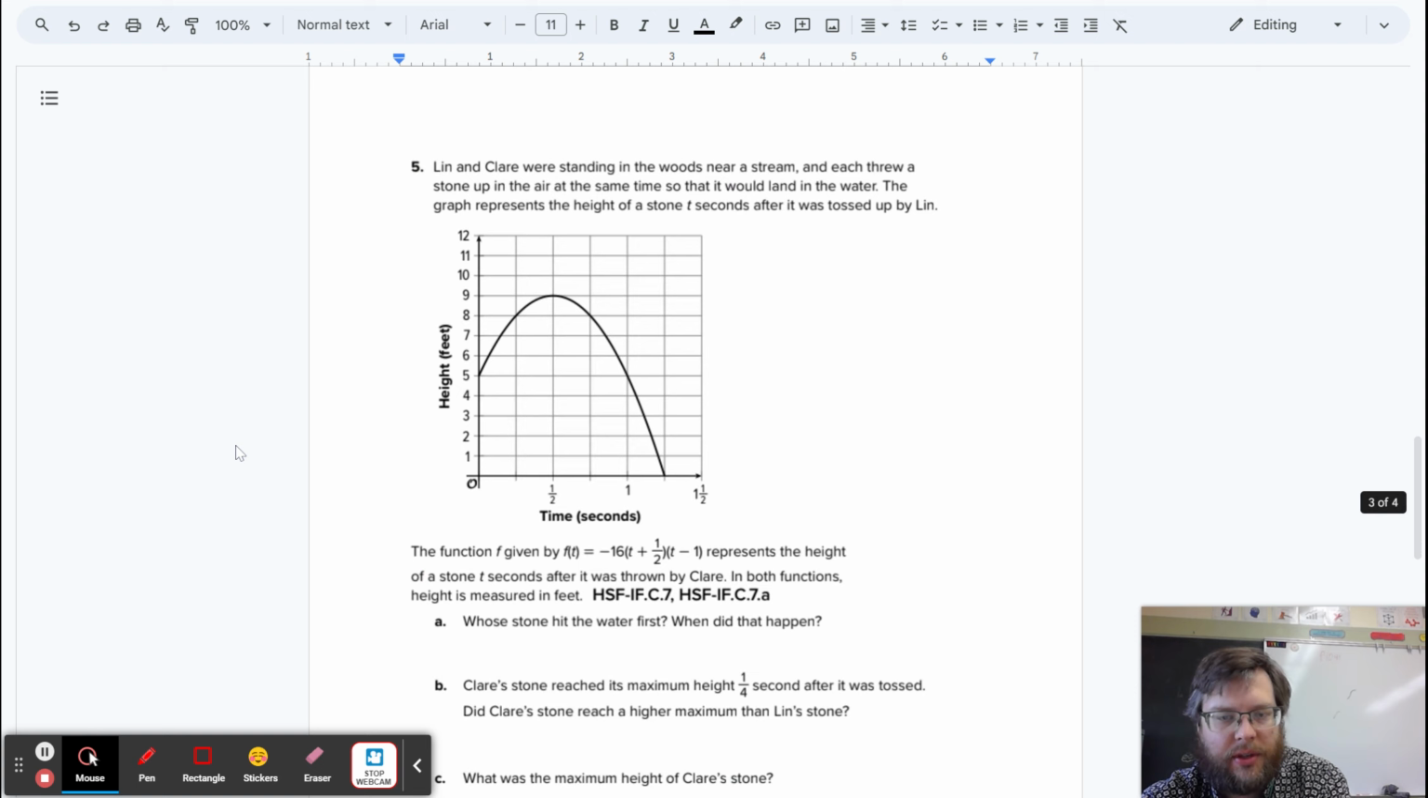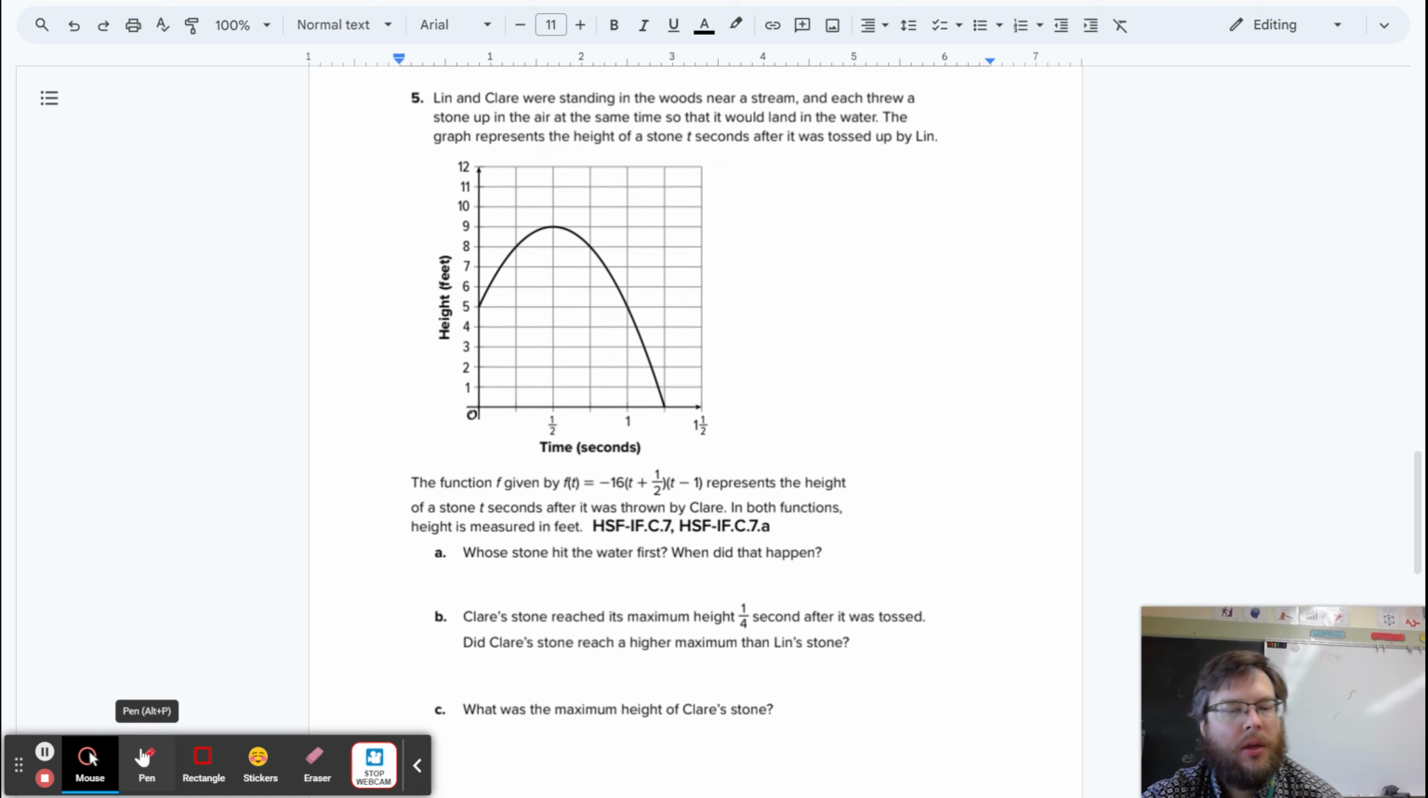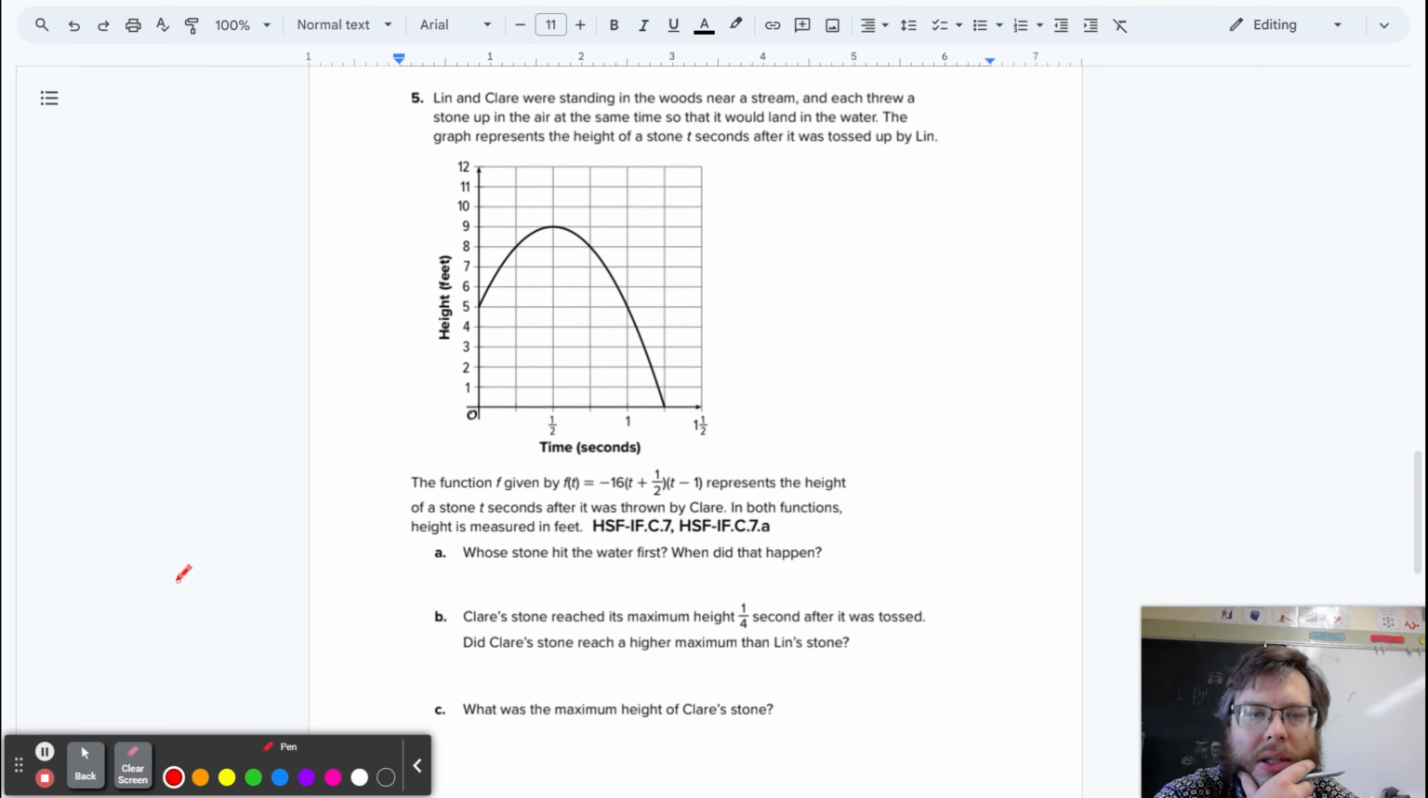Again, please let me know if any of those parts were tricky. All right, number 5. What do we got? Lynn and Claire were standing in the woods near a stream and each threw a stone up in the air at the same time so it would land in the water. The graph represents a stone after it was tossed by Lynn.